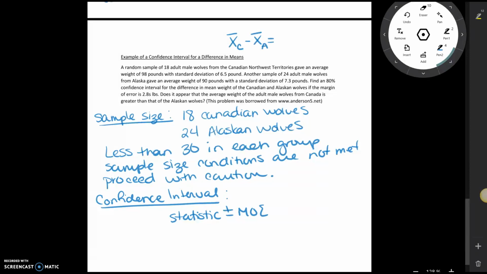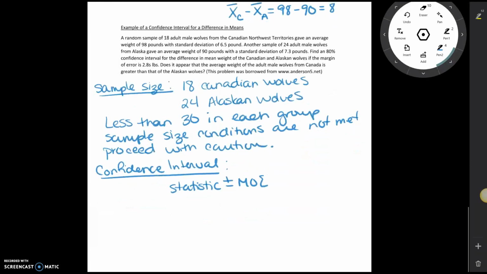wolves. So for the Canadian wolves, they had an average weight of 98 pounds. And for the Alaskan wolves, they had an average weight of 90 pounds. So the difference there is 8. So down here, calculating the confidence interval for my statistic, we're going to have 8. And then we're given that the margin of error is 2.8.